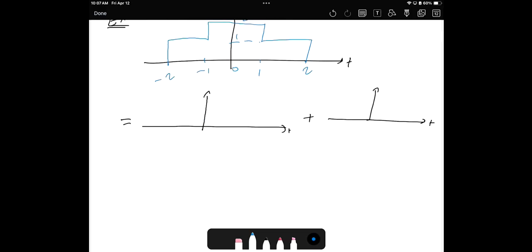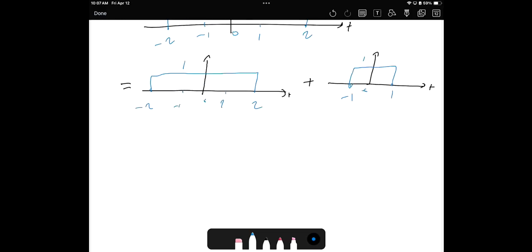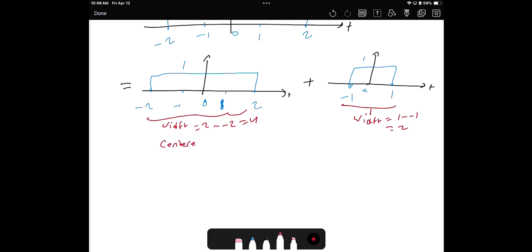So these two. Then how can we model these two, or how can we write the mathematical equations for this? Here the width is equal to 2 minus negative 2, which is 4. Here the width is equal to 1 minus negative 1, which is 2. The other thing: this one is centered at the origin, centered at 0, and this one is centered at 0 as well. So this is the rect function.